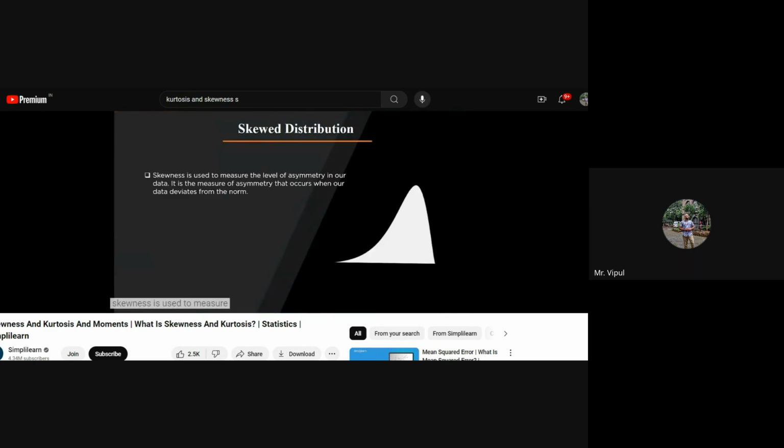Skewness is used to measure the level of asymmetry in our graph. It is a measure of asymmetry that occurs when our data deviates from the norm. Sometimes the normal distribution tends to tilt more on one side. This is because the probability of data being more or less than the mean is higher and hence makes the distribution asymmetrical. This also means that the data is not equally distributed.